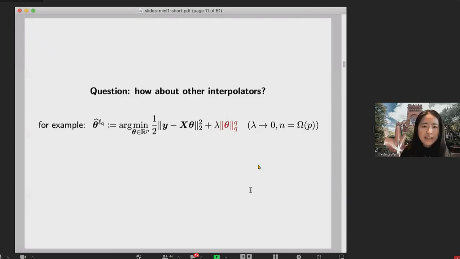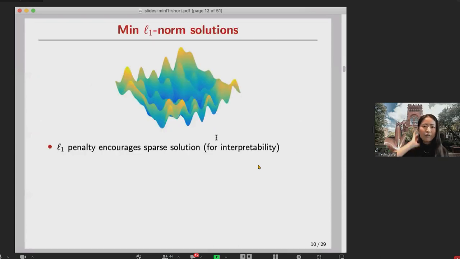However, sometimes we know that the L2 norm may not suit the underlying geometry. So you want to know what happens to other types of interpolators, right? For example, what happens to this LQ norm minimizer, where the ridge penalty is replaced by this LQ norm ball. In this talk, I will focus my attention on a particular type of minimum LQ norm solution, which is when Q equals one.